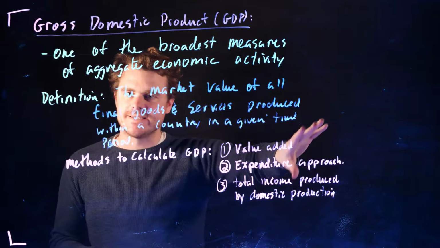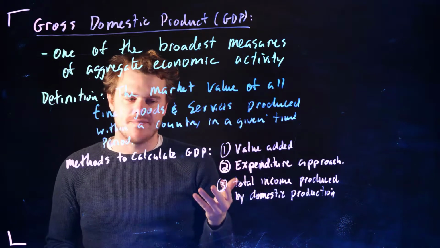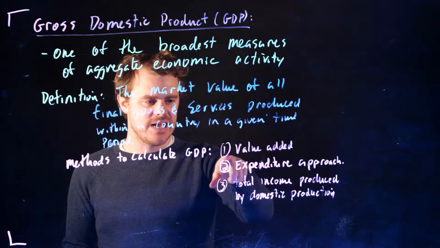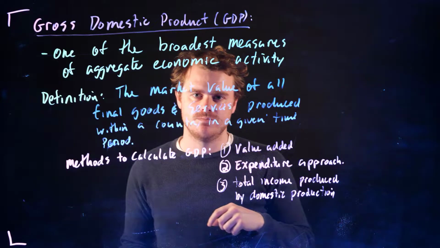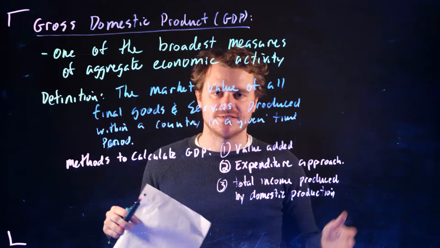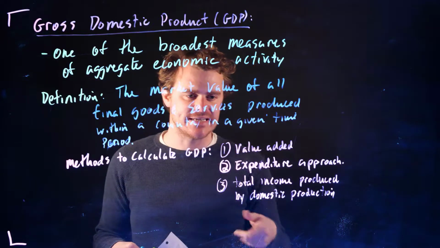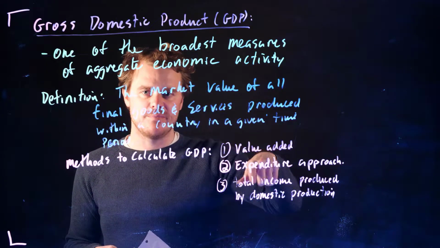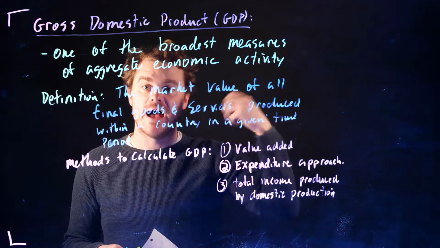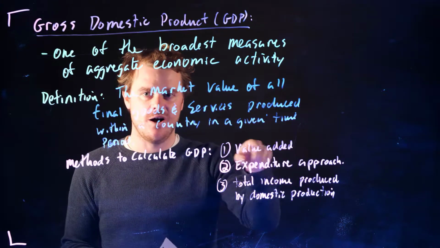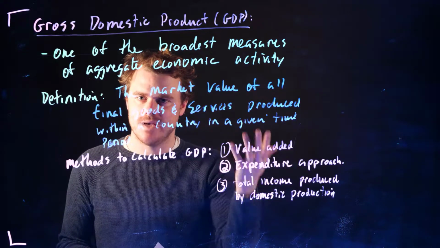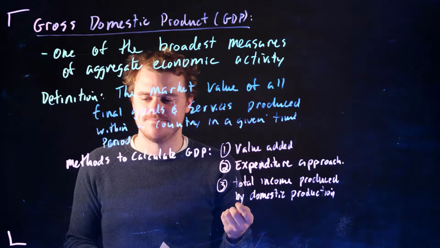And these should all give us the same amount. They're just different ways of calculating it. Like we said, the income and the expenditure should be the same, just thinking about that circular flow, using different sides of this circular flow to calculate total economic activity. And this value added method looks at the value you're adding at each stage of production, within the country you're looking at.